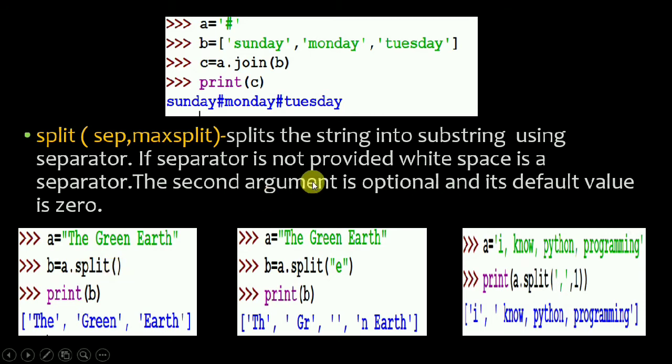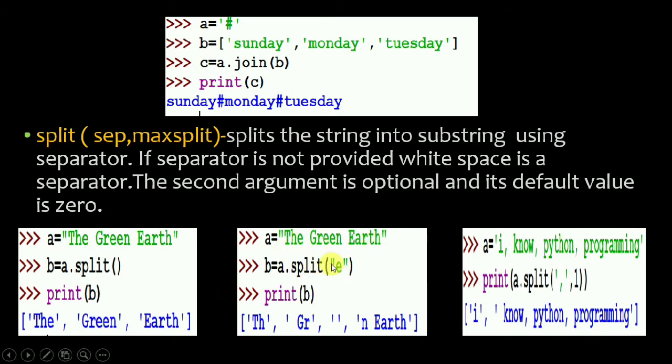And just now we have learned that if the separator is not provided, what is considered as separator? White space. So it will split all the elements: the, then green, then earth. Now you can see here they are separated by commas and it has created 3 substrings in the main string. Next we have the green earth, A dot split E.